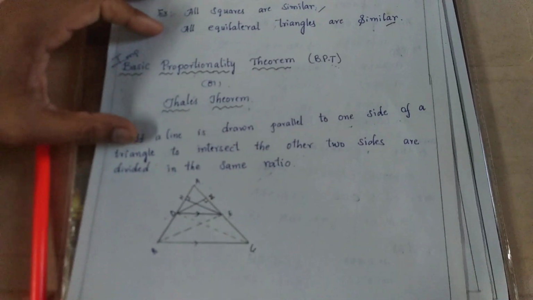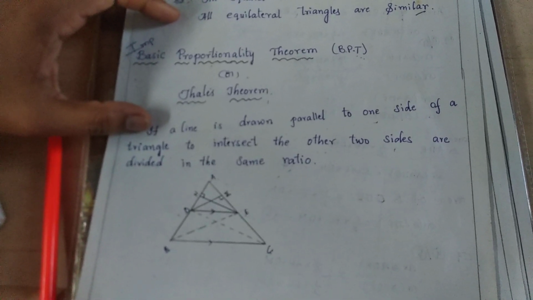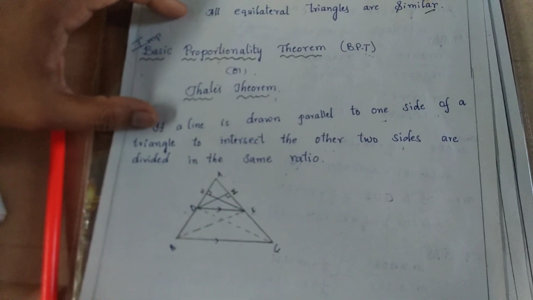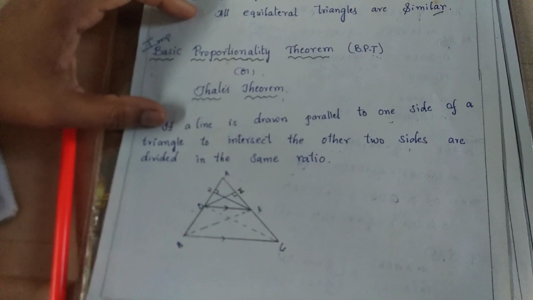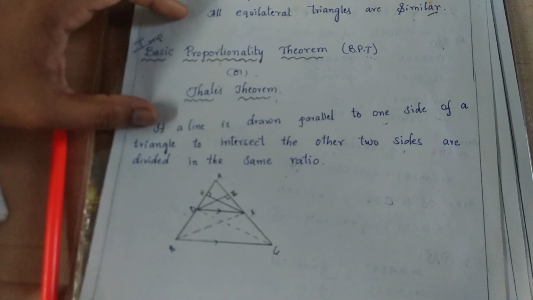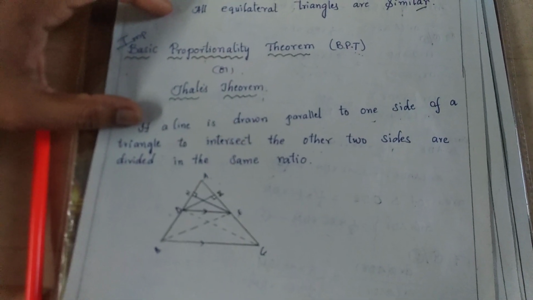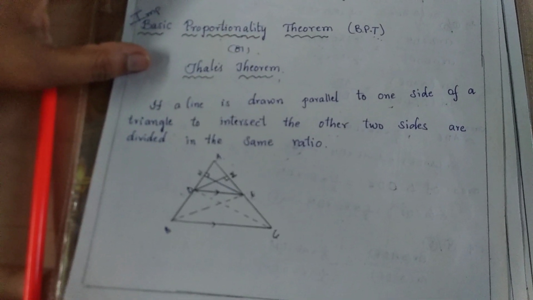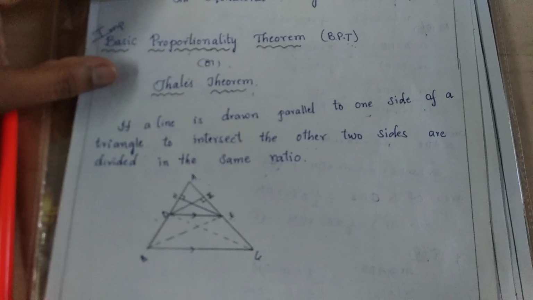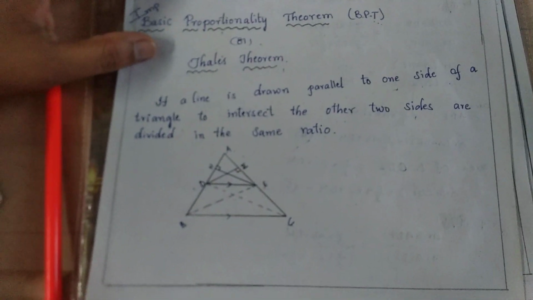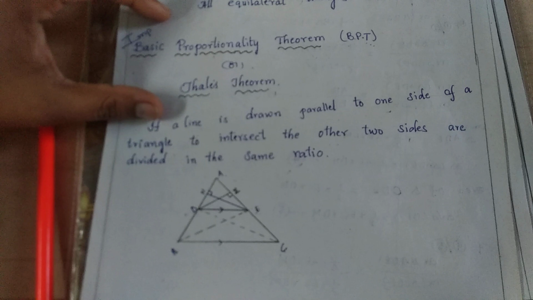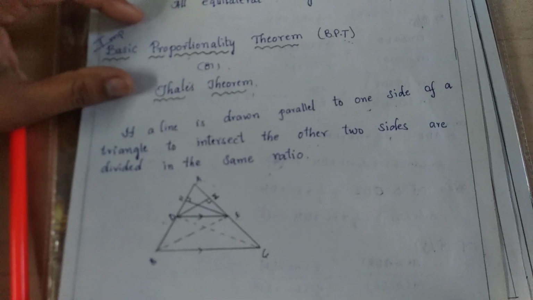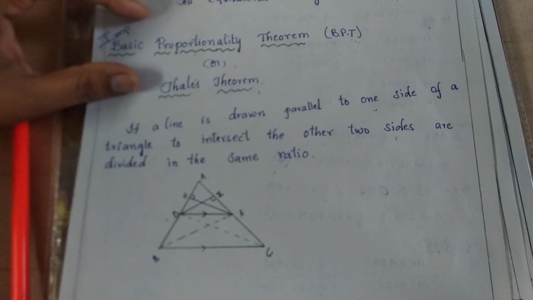Listen to the statement carefully, then draw the diagram. The statement: if a line is drawn parallel to one side of a triangle to intersect the other two sides, then the other two sides are divided in the same ratio. Listen carefully, children.